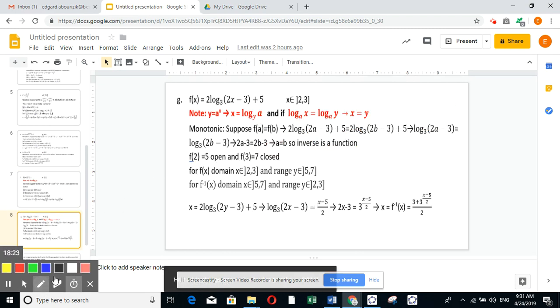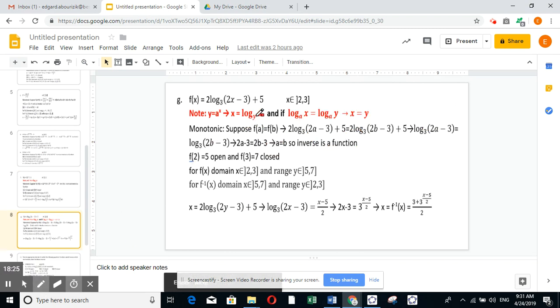Sorry, I made the same mistake, because I always copy and paste. So here a, here y, and something else I want you to know. If log base a of x equals log base a of y, so you have the same base, then x equals y.